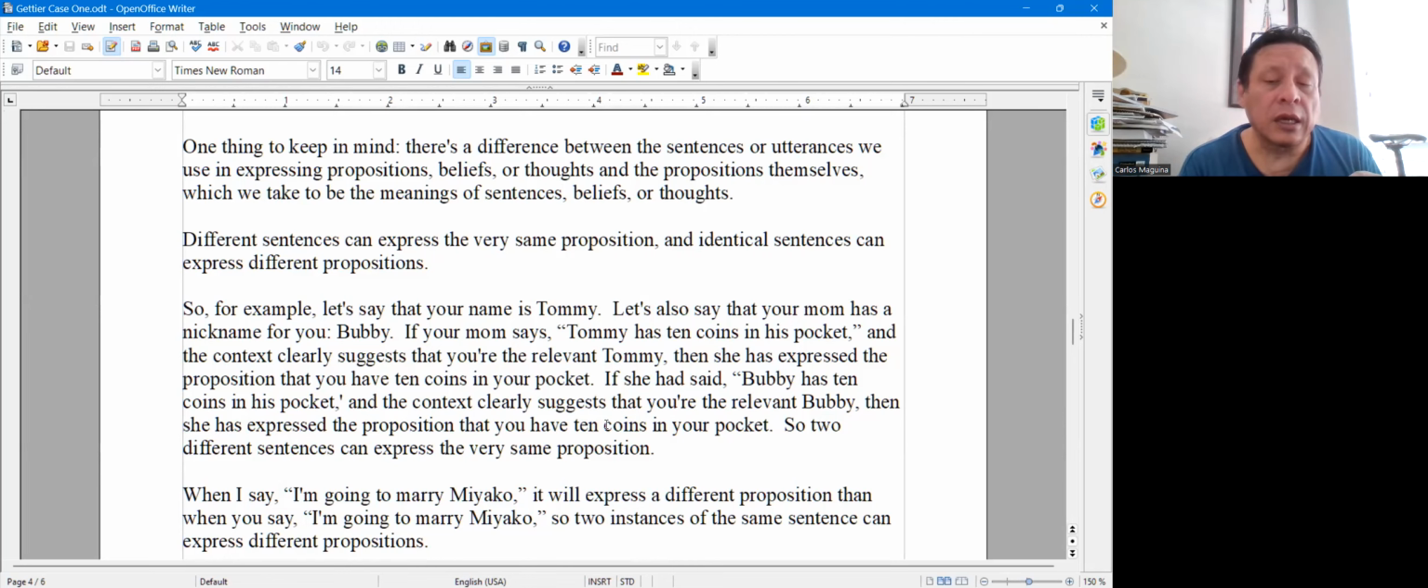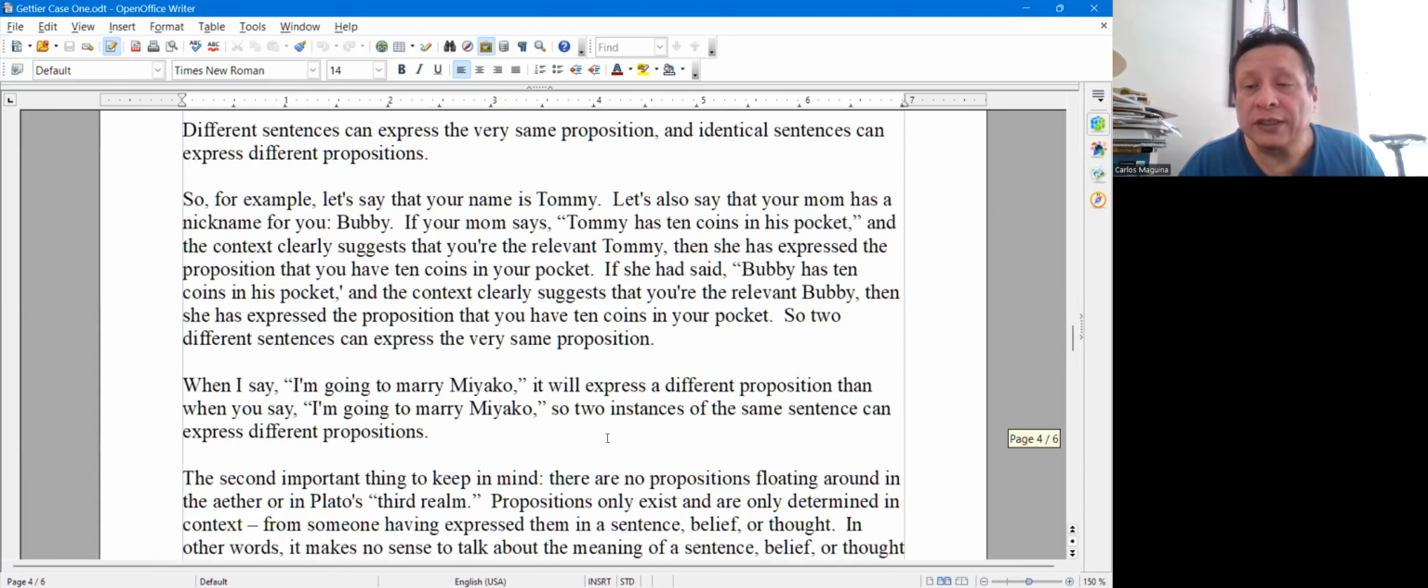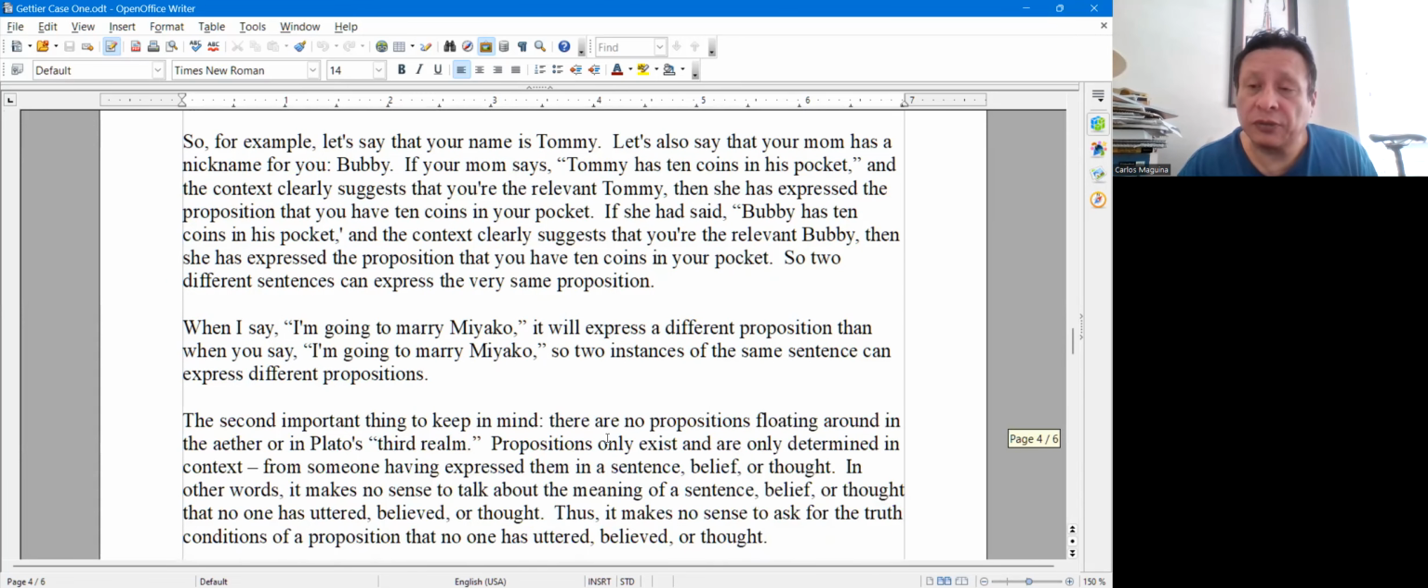Okay. Now, if she had said Bubby has 10 coins in his pocket, and the context clearly suggests that you're the relevant Bubby, then she has expressed the proposition that you have 10 coins in your pocket. It's the exact same proposition. In one sentence, she says Tommy. In another sentence, she says Bubby. And we can even imagine that she says them in the exact same context. Okay. So two different sentences can express the very same proposition. Uncontroversial.